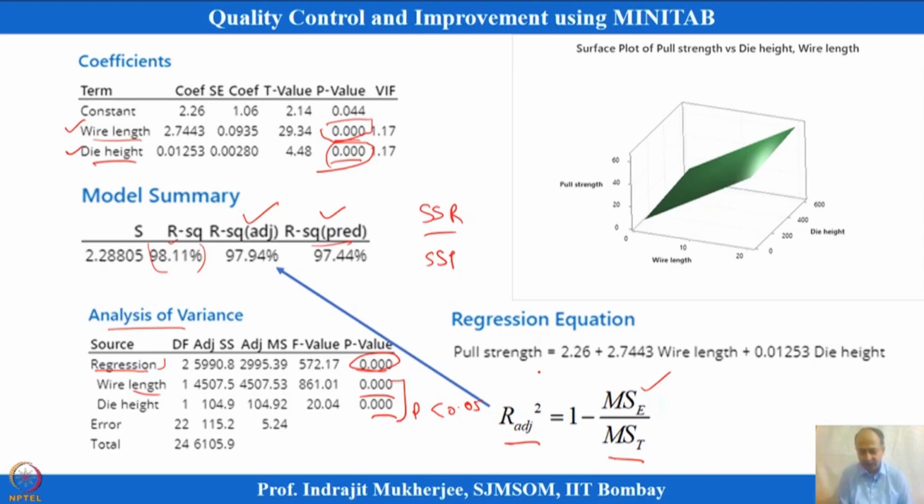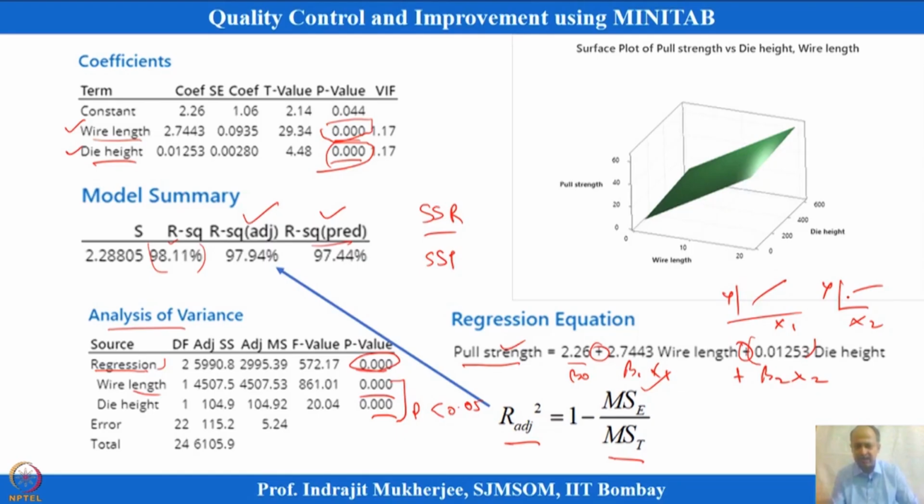And the overall equation that you see is that the expected value of strength is equal to beta 0 over here, and the equation generated by MINITAB is beta 1 x1 plus beta 2 x2. Both coefficients are significant, and the plus signs indicate that both are linearly positively related: as x1 increases, y increases, and as x2 increases, y also increases. So, these things can be interpreted out of the analysis.